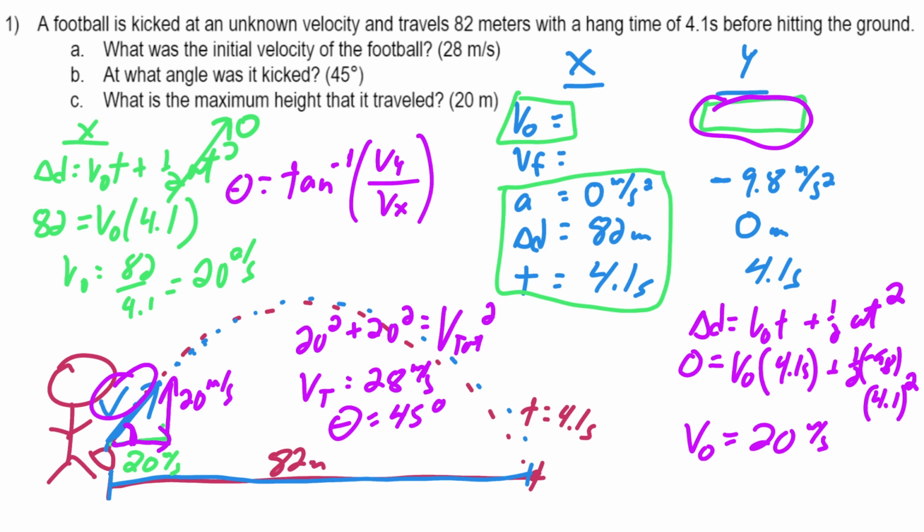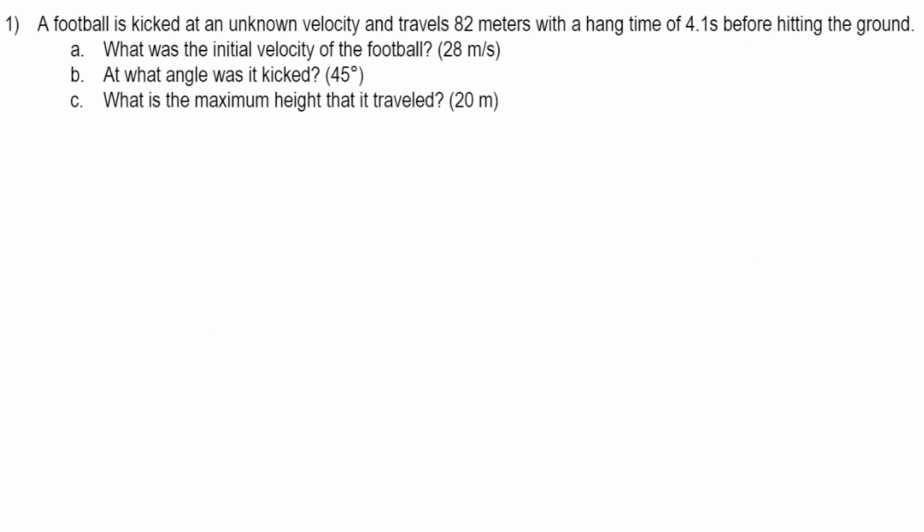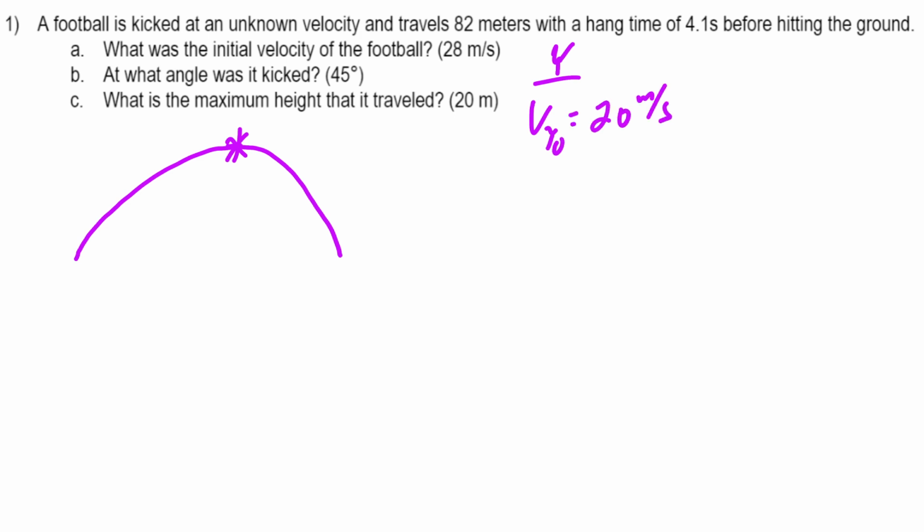All right, let's move on to the last part of the problem, letter C. For letter C, we're looking for the maximum height. So how high did it reach? For this one, notice all we really care about is the vertical dimension, the y dimension. We already know the v initial in the y direction. We solved that in the last case, that's 20.